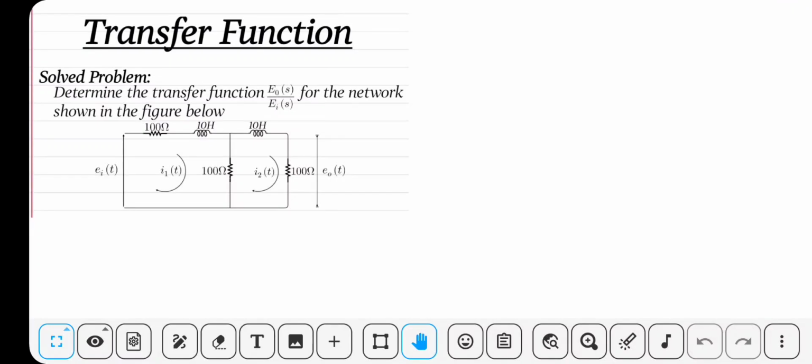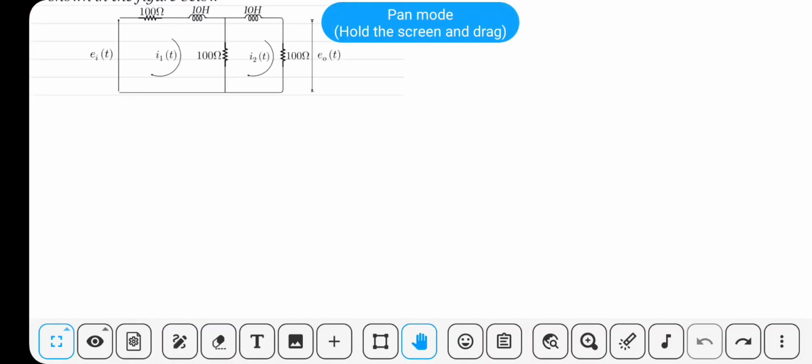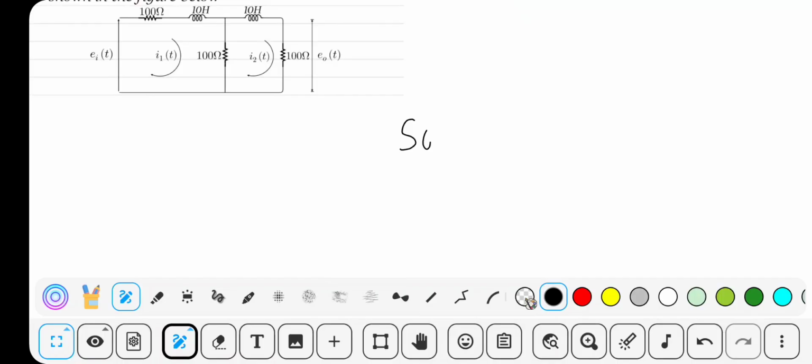In this video, I'm going to teach you how to solve this question. The question says: determine the transfer function E0(s) over Ei(s) for the network shown in the figure below. Solution.